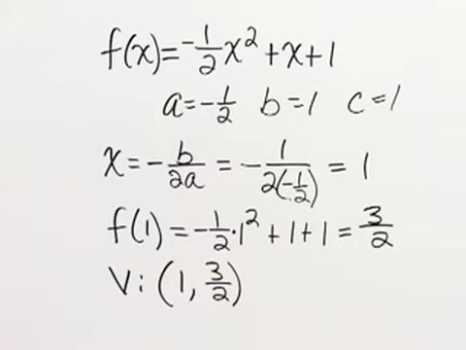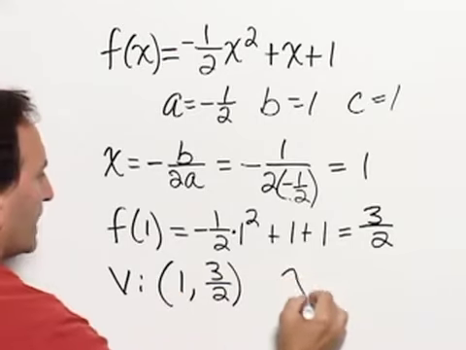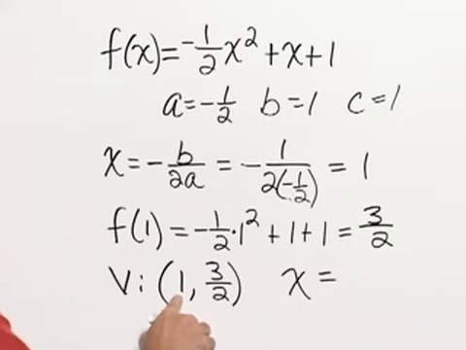We know the axis of symmetry is x equals the x-coordinate of the vertex, so x equals 1.